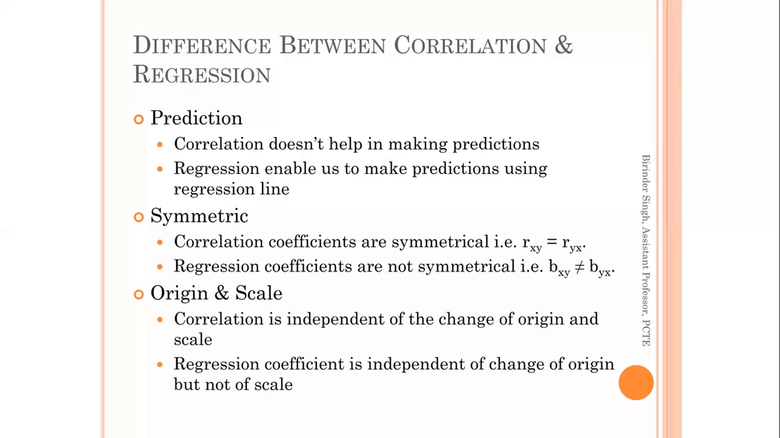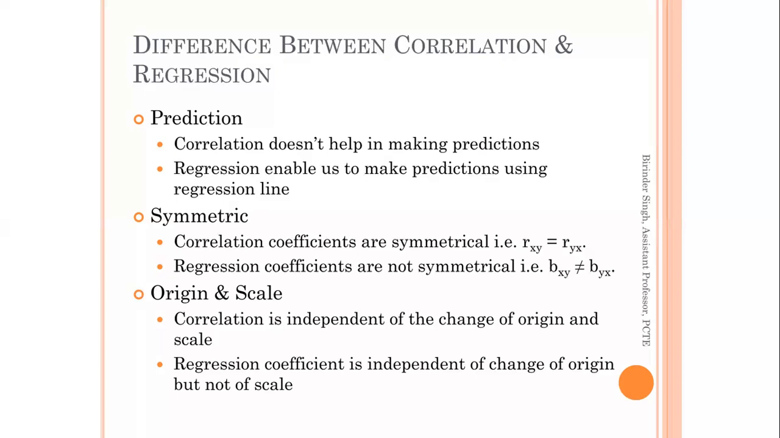The next one is based upon symmetry. We have a correlation coefficient, that is rxy or ryx. Whether you're trying to find the correlation coefficient between x and y or y on x, both are one and the same. But in case of regression coefficients, they're not symmetrical, they're not similar. That is, bxy is not always equal to byx. The regression coefficient of x on y and the regression coefficient of y on x are not equal.